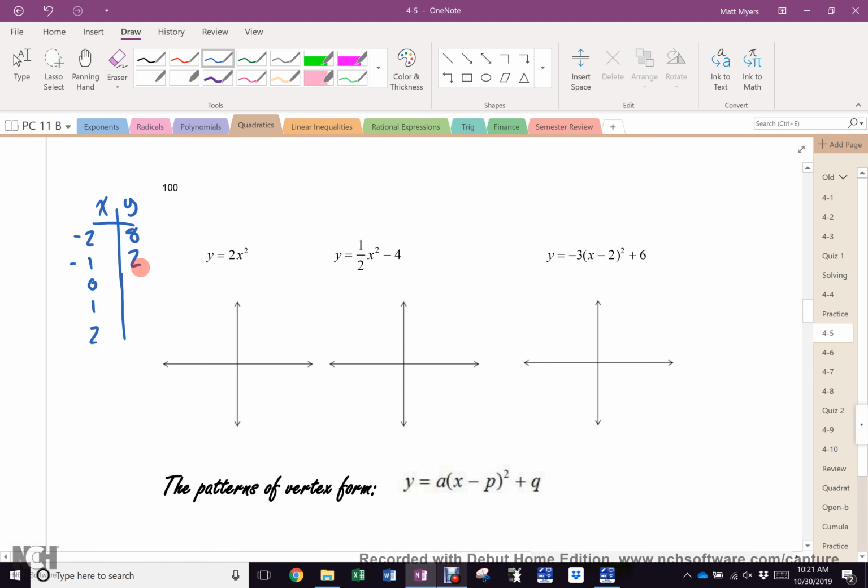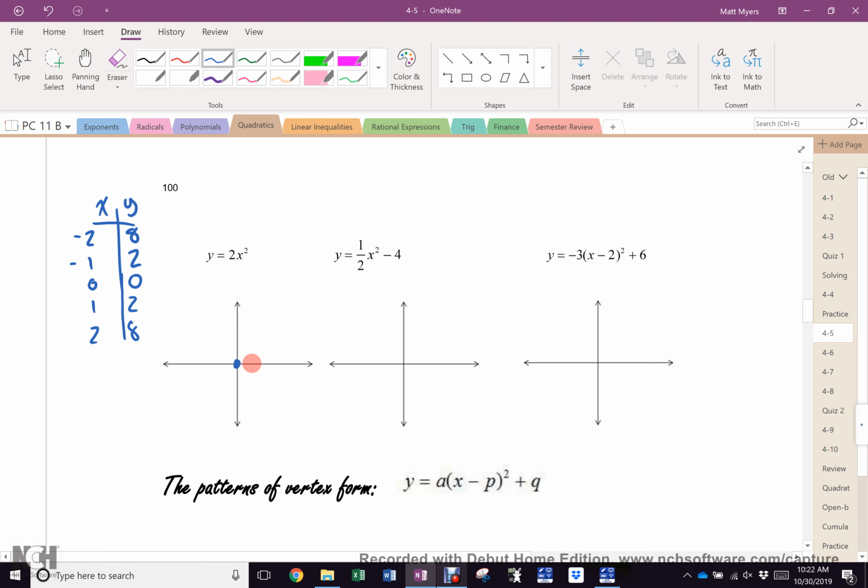Hey, first try. Here's a real tricky one. I'm not sure I'm going to hear a lot of answers. What is 0 squared times 2? 0. Well done, everyone. What's 1 squared times 2? What's 2 squared times 2? 8. Let's graph it. 0, 0.